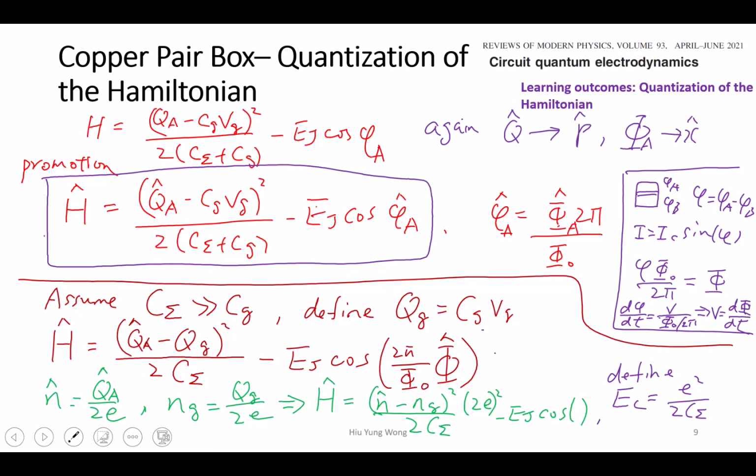And then we define a very important energy called charging energy. I forgot to write it here. Do you see that this is 2e squared divided by 2 C summation? And this is the energy when you charge the capacitor by 2 electrons, or 1 Cooper pair. Because this is half Q squared divided by C, right? So this is the energy you need to charge the capacitor by 1 extra Cooper pair. Make sense?